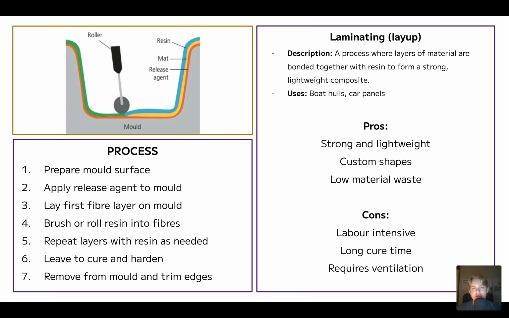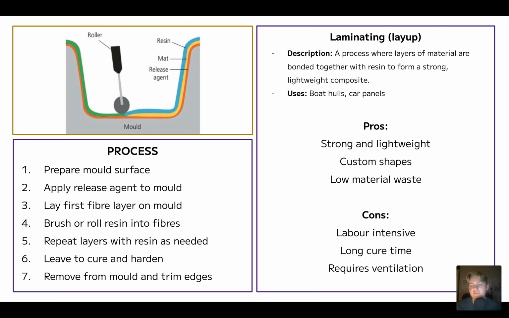So it can best be described as a process where layers of material are bonded together with resin to form a strong, lightweight composite. So the uses of this could be in really anything that's made out of a composite material. So boat hulls, car panels, anything where we're using a composite to make a part nice and light but strong.